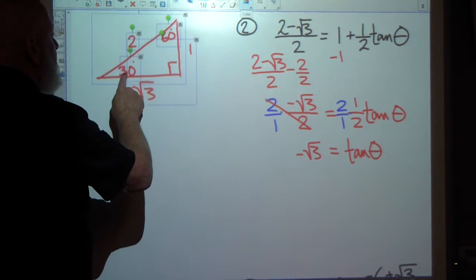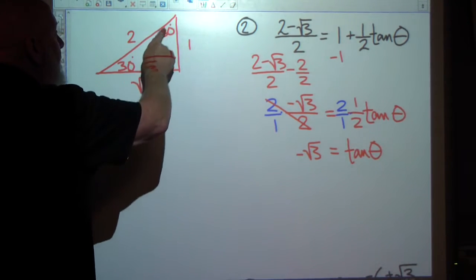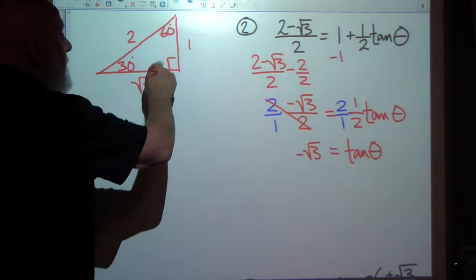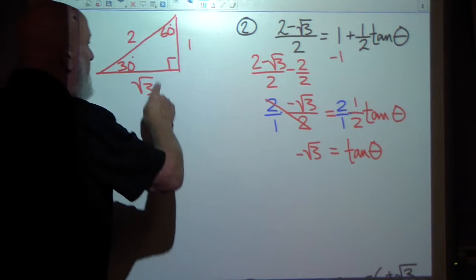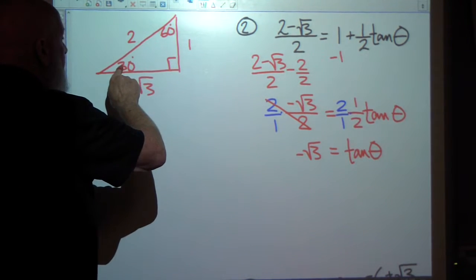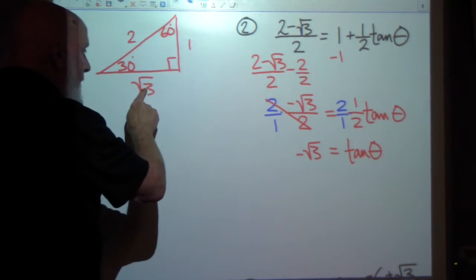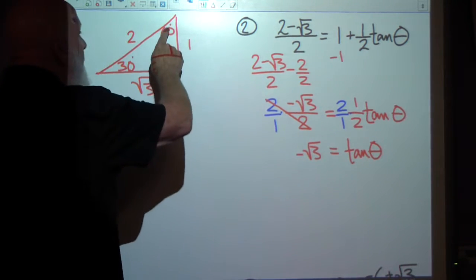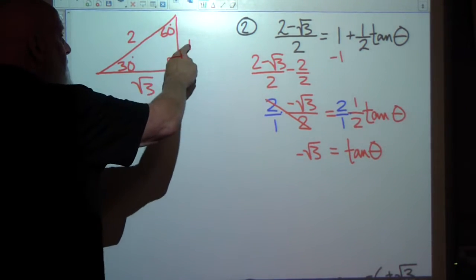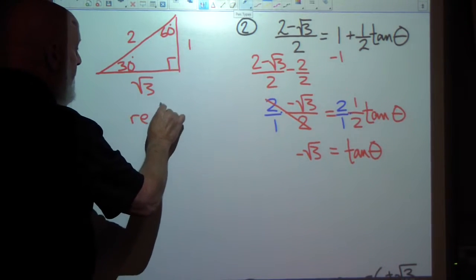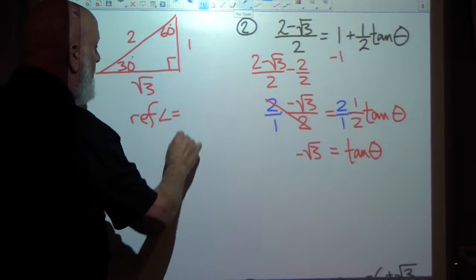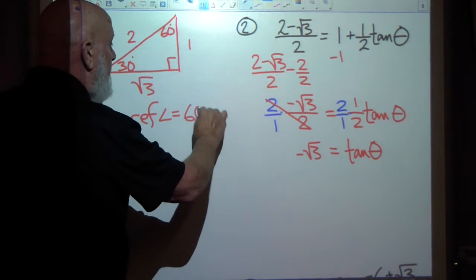So I'm looking at this and I ask myself, which of these angles has a tangent of radical 3 over 1? Don't worry about the minus sign. This tells me which quadrants we're going to be messing with. The tangent of 30 degrees is 1 over radical 3, which is not radical 3. The tangent of 60 degrees, opposite over adjacent, is radical 3. That tells me that my reference angle is 60 degrees, I'm sorry.